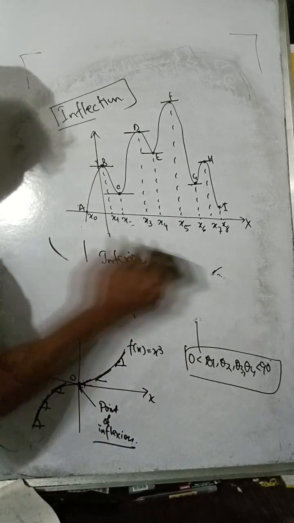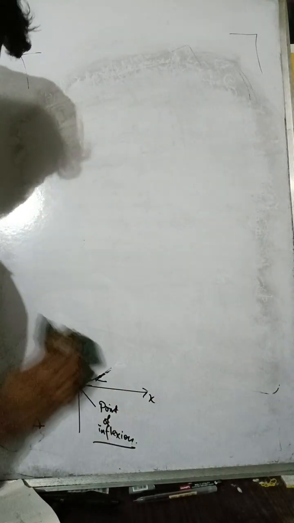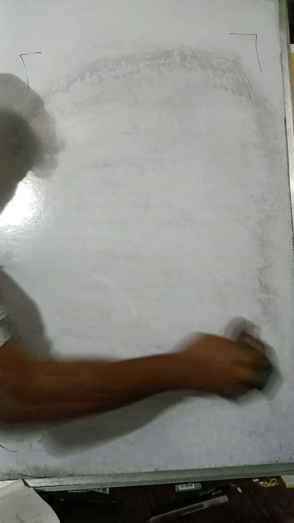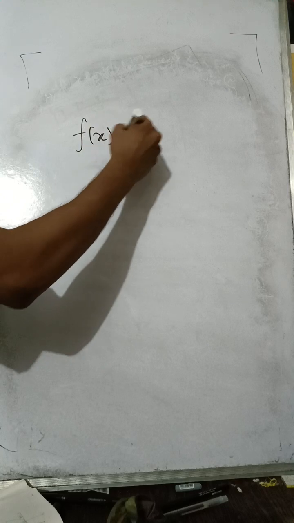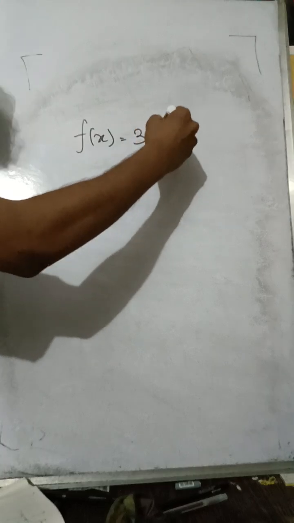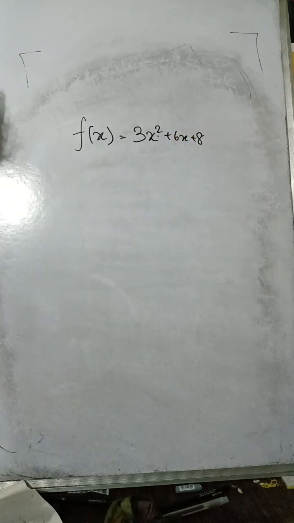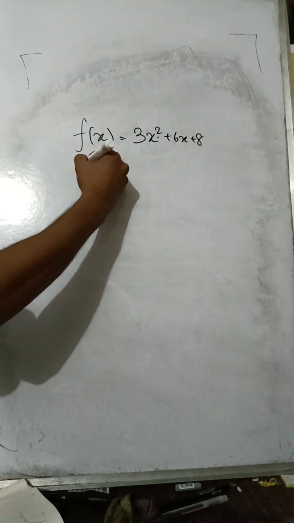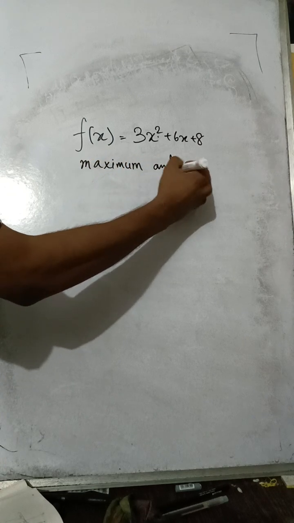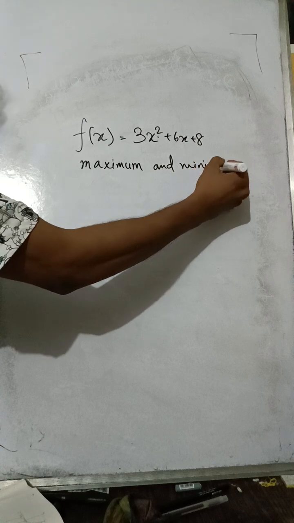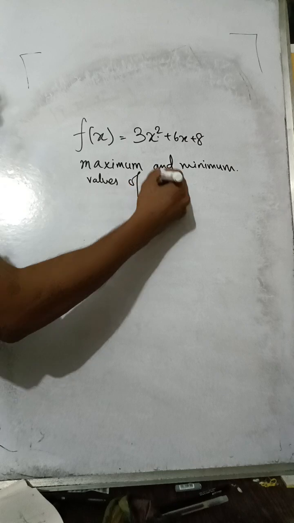Okay, so let us do a few sums of maximum and minimum. Suppose f(x) is 3x squared plus 6x plus 8. So we have to find the maximum and minimum values of f(x).